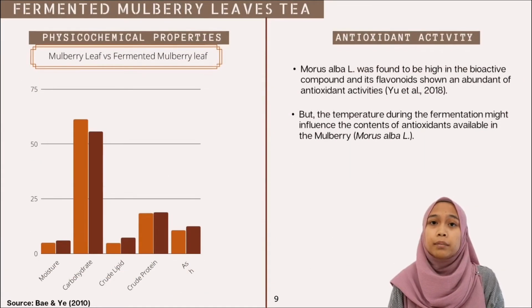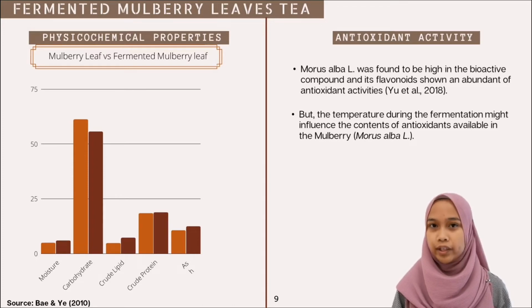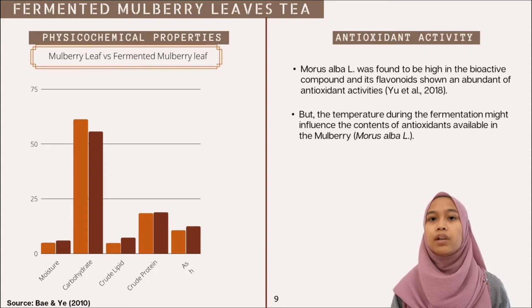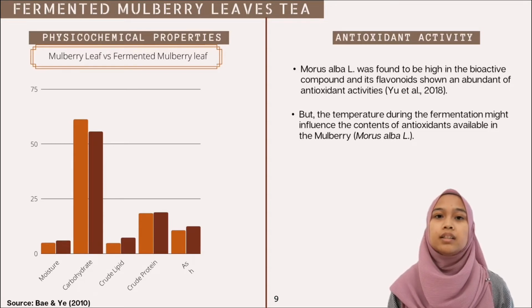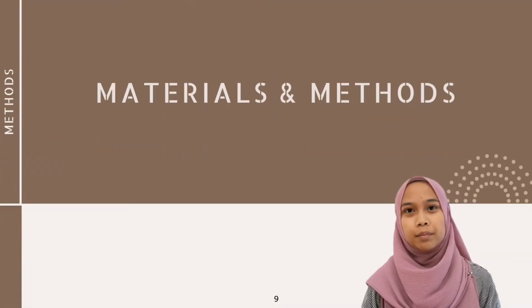As for the fermented mulberry leaf tea, a study conducted shows that the physicochemical properties of the mulberry leaf and the fermented mulberry leaf yield a different value. Mostly, the fermented mulberry leaf contain high value except for carbohydrates. Meanwhile, for the antioxidant activity, Morus alba leaf was found to be high in bioactive compound and its flavonoid shows an abundance of antioxidant activities. But the temperature during the fermentation might influence the content of antioxidant available in the mulberry Morus alba leaf.